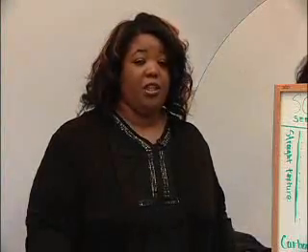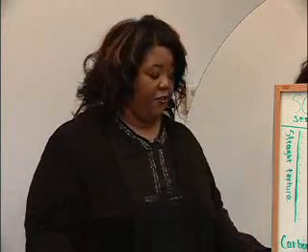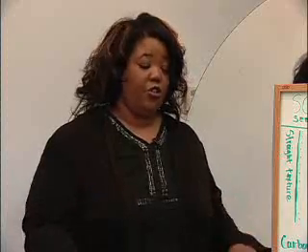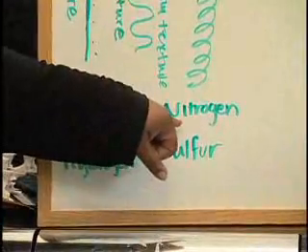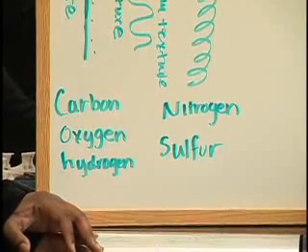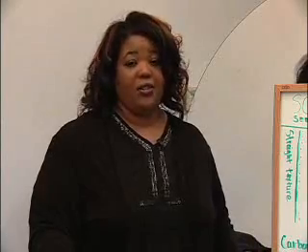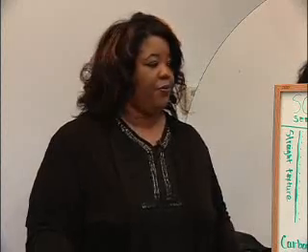First, we're going to start off with the components of hair. Hair is made up of 5 different components that are major in the hair strands: carbon, oxygen, hydrogen, nitrogen, and sulfur. These components are found in all hair textures. It doesn't matter if it's straight, wavy, or excessively curly. All these components are found in hair.